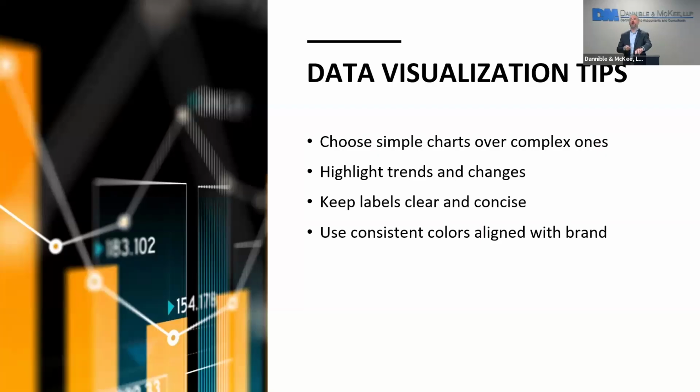So choose simple charts. I hope those seem simple to you. They seem simple to me. Choose them over complex ones, and highlight trends and changes, which I was trying to do. Keep labels clear and concise and use consistent colors. Red should always be bad. Green should always be good. Yellow somewhere in the middle, right? So use things that people learn with driving, things like that.